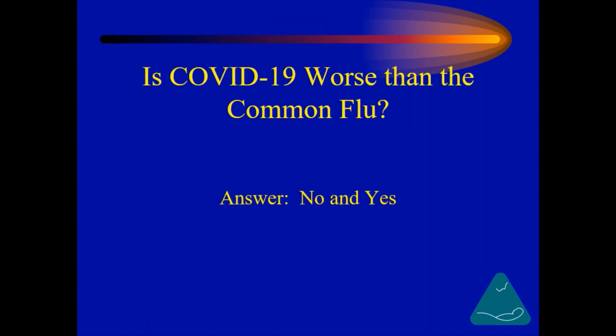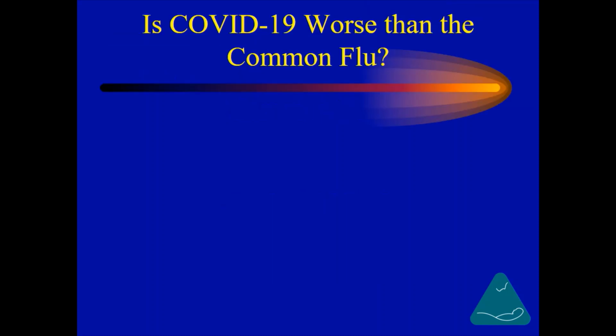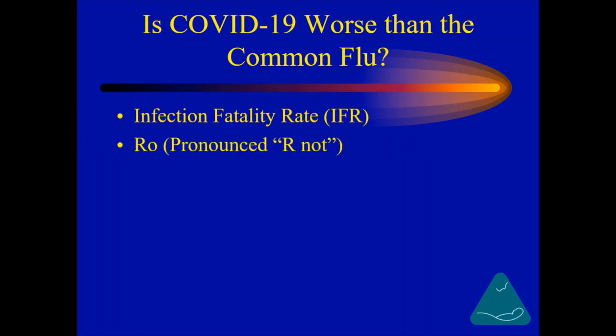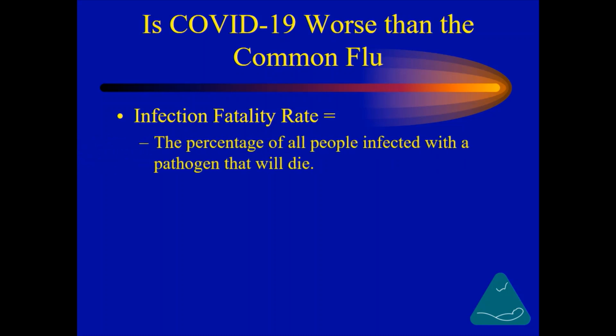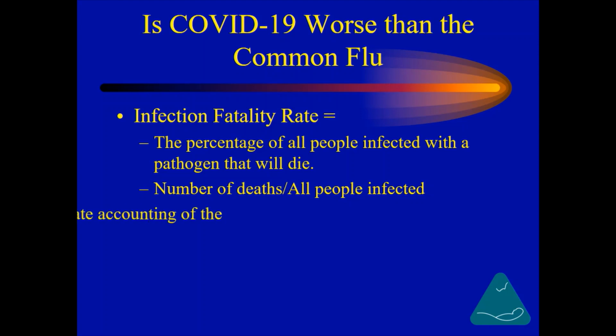Well, the answer is no and yes. In order to answer this question, we need to understand two epidemiological terms: the infection fatality rate and the R naught. So first of all, what is the infection fatality rate? Well, it is the percentage of all people infected with a pathogen that will die. It's calculated by dividing the total number of deaths by all people infected.